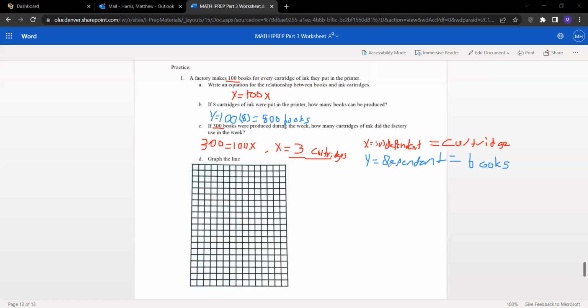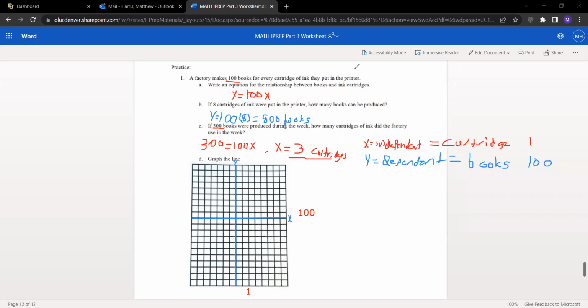And now we can also graph it. For every 1 cartridge, we have 100 books. So already we can think we might have a different value for our grid going each direction. Going x, side to side, we might have a value of 1. Every square is worth 1. But going up and down, we might have a value of 100. Right? Remember, this is our x, this is our y.